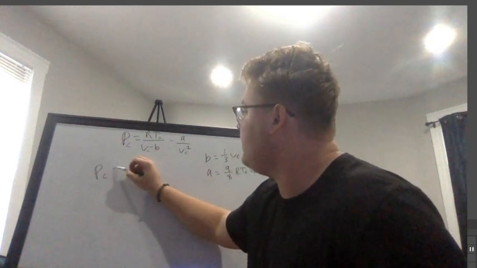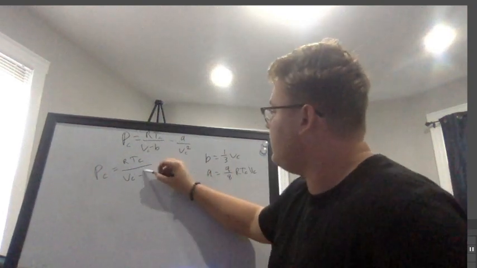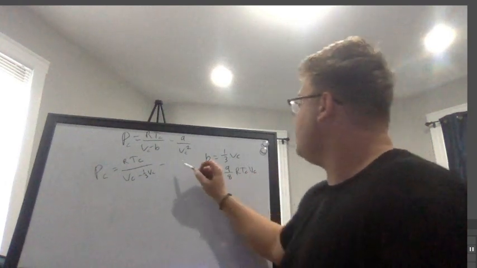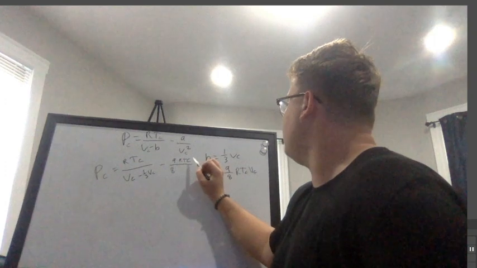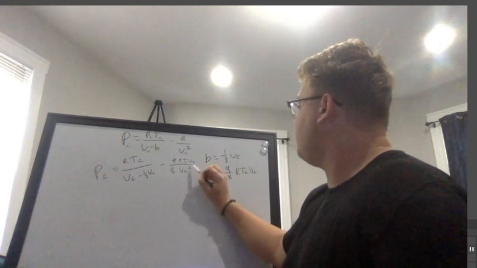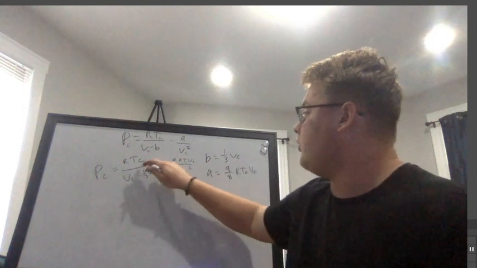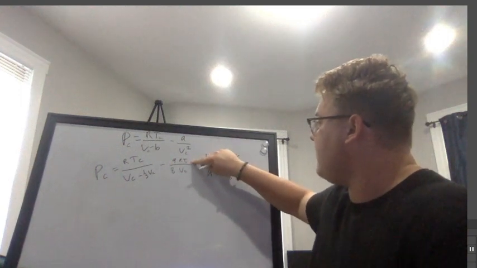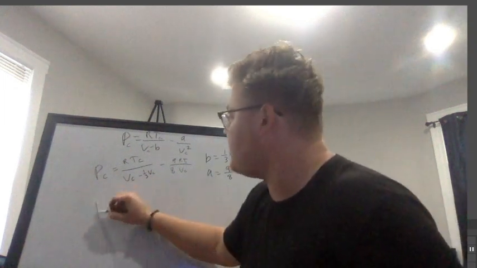So PC is equal to RTC over VC minus B, which is 1/3 VC, minus A, which is 9/8 RTC VC, so minus 9/8 RTC, VC over VC squared. All I've done is take these parameters A and B and plug them into our van der Waals equation of state while it is at critical pressure, temperature, and volume. Okay, well, we have a VC up here and a VC squared here, so I'm going to get rid of this top VC. And then here, that's VC minus 1/3 VC. Well, that's 2/3 VC, so I can rewrite this.